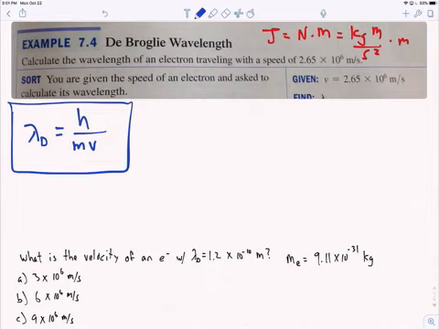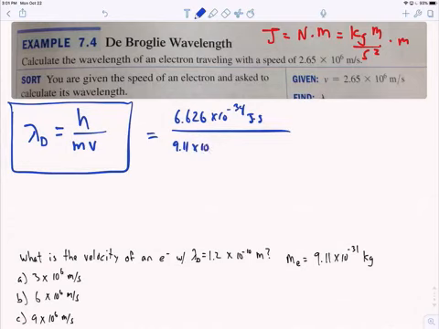And so what is the de Broglie wavelength of an electron with a speed of 2.65 times 10 to the 6 meters per second? So let's put in the numbers. It's just Planck's constant, 6.626 times 10 to the minus 34 joules times seconds, all over the mass of an electron. It's 9.11 times 10 to the minus 31 kilograms times the velocity, 2.65 times 10 to the 6 meters per second.